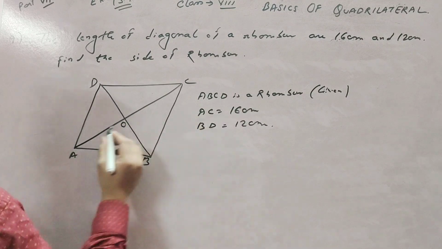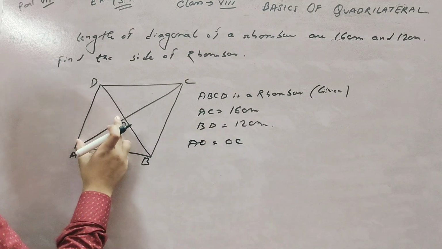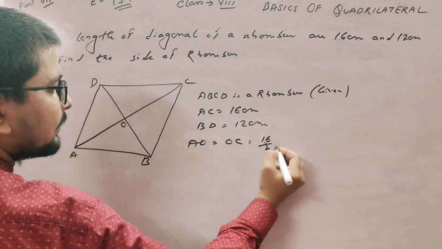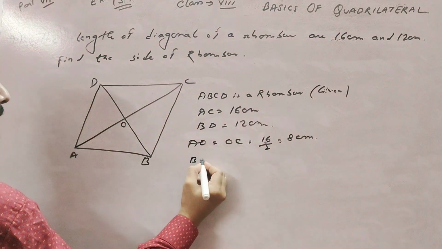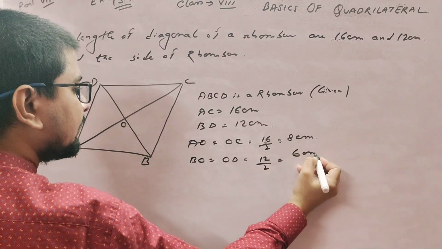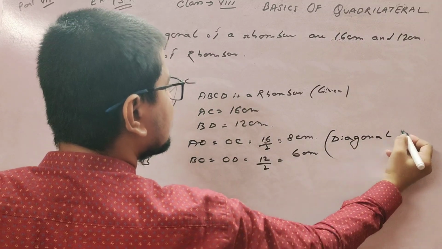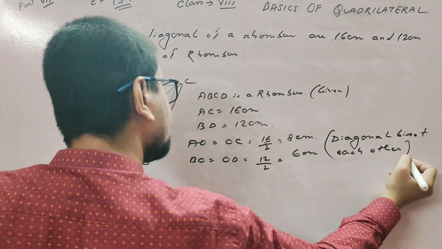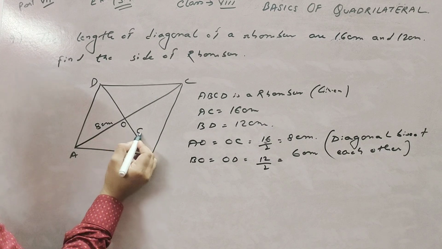So if AC is 16, we know the feature of the rhombus: the diagonals bisect each other. So AO and OC, that means this portion and this portion are equally divided, equals 16 upon 2, that is 8 centimeter. And here BD is 12, that means BO and OD equal 12 by 2, that is 6 centimeter. Reason? Diagonals bisect each other. Clear? So we get this one is 8 centimeter and this one is 6 centimeter.